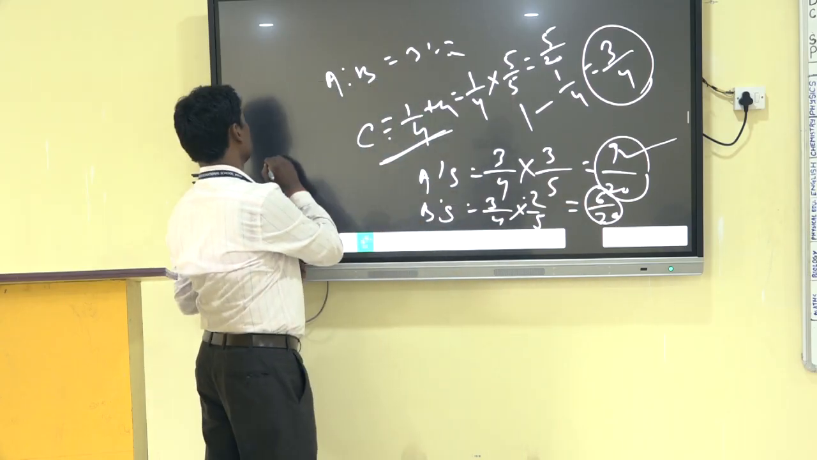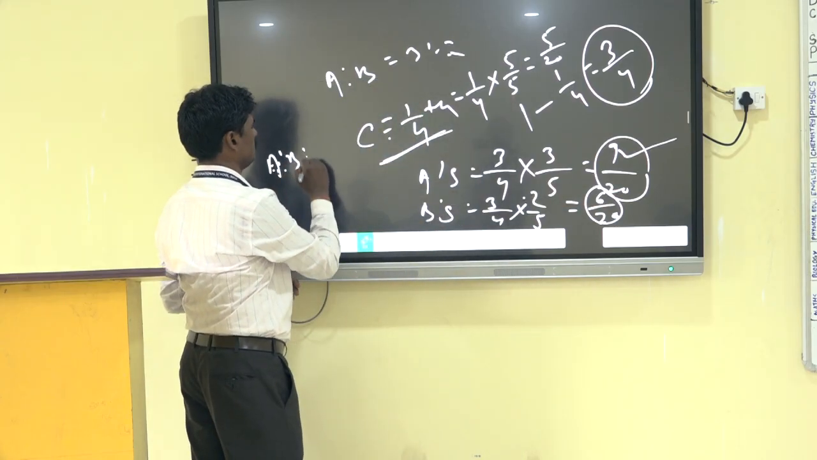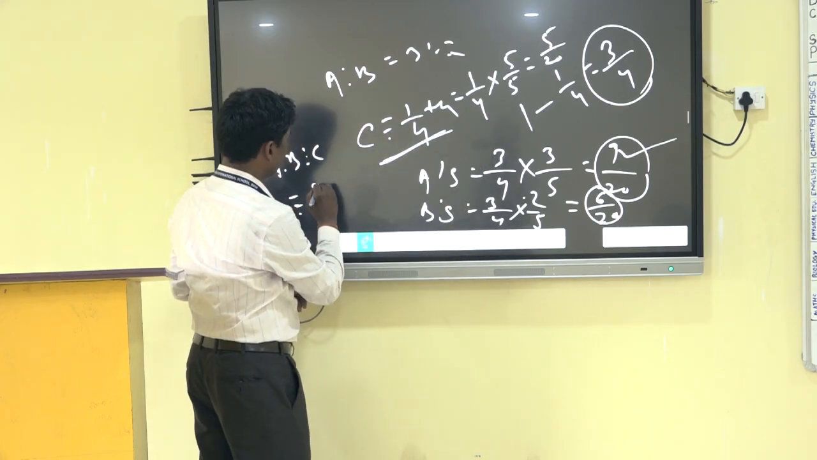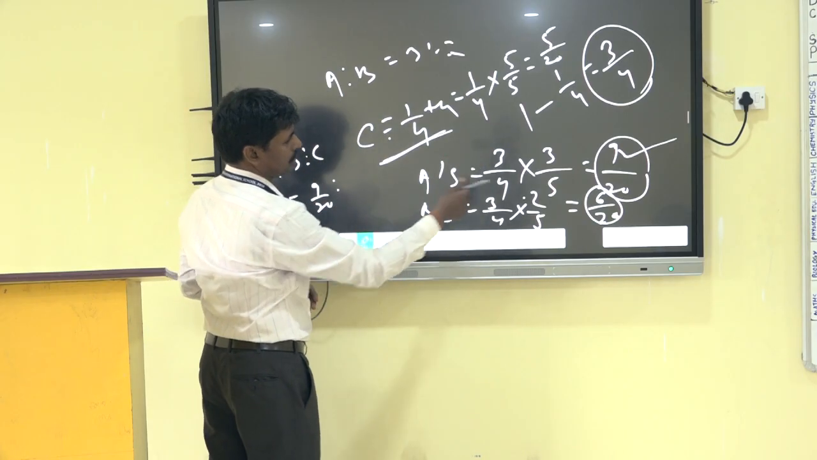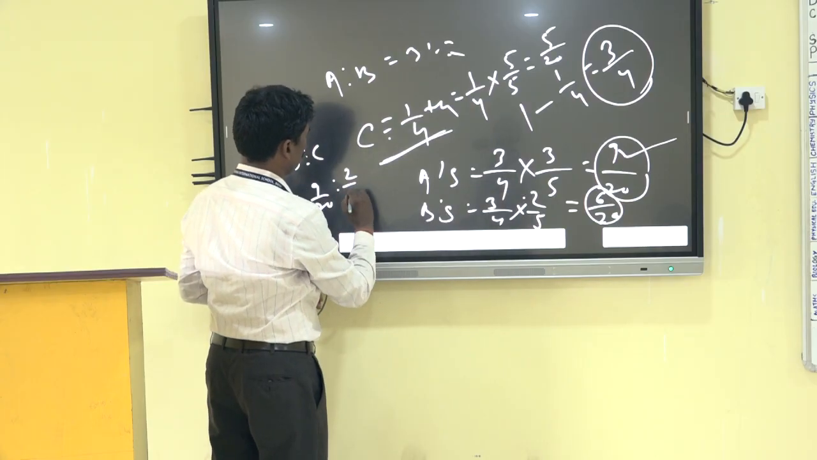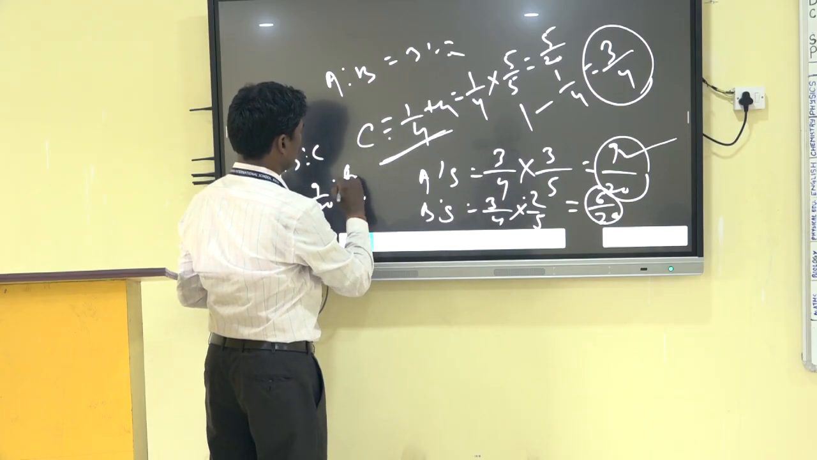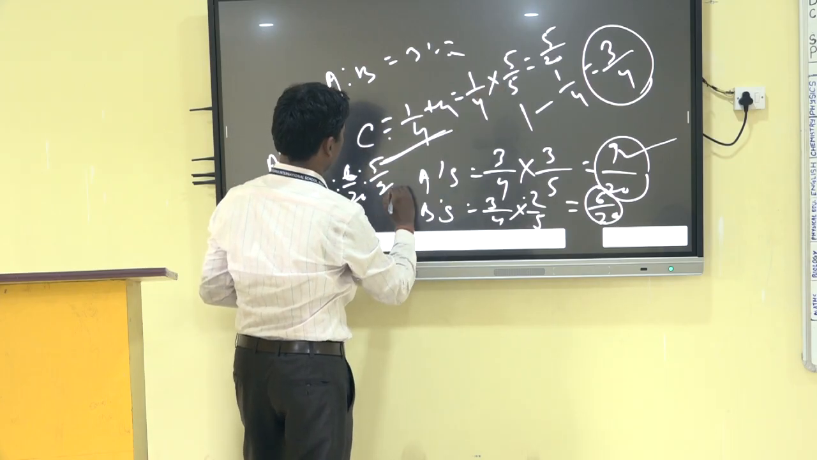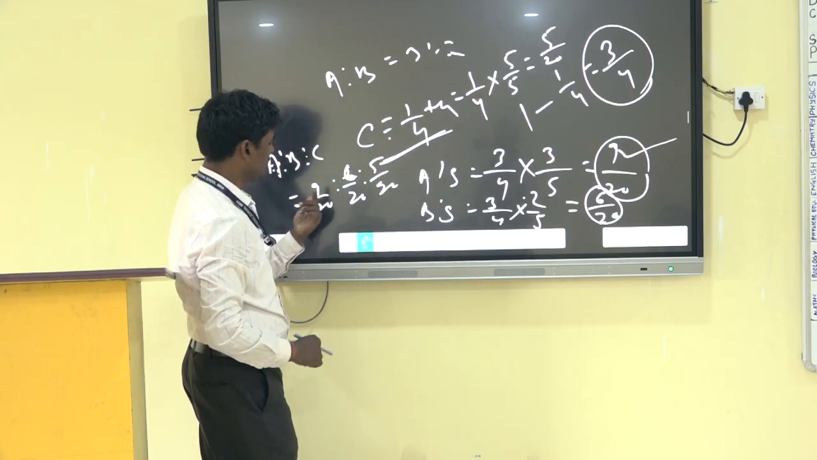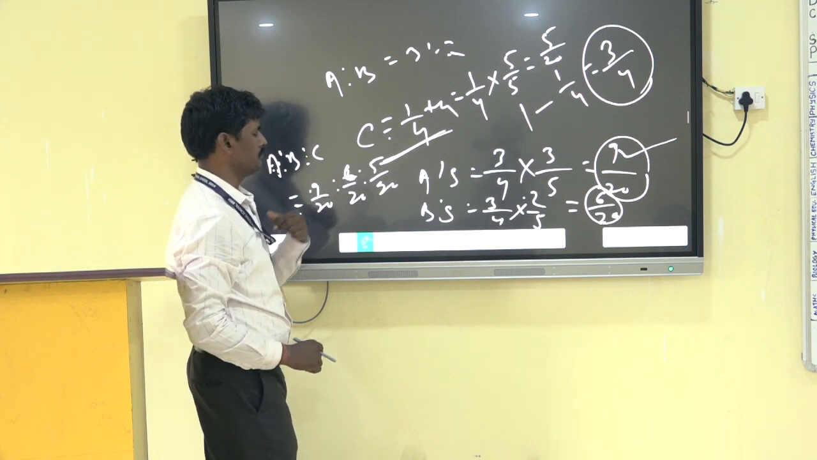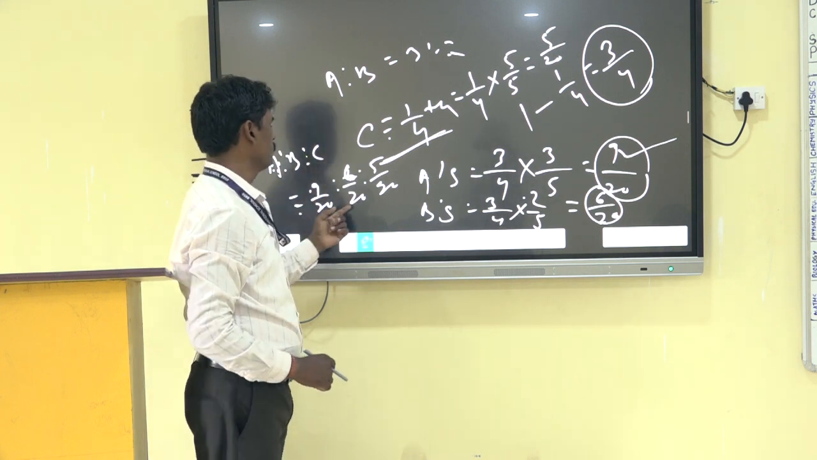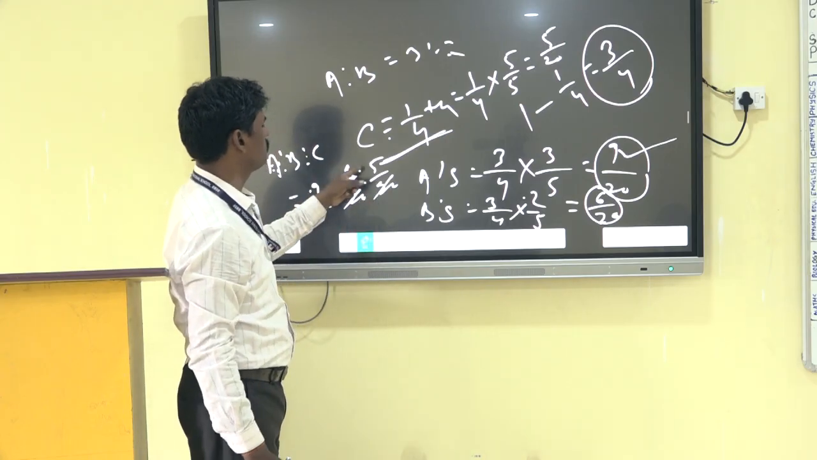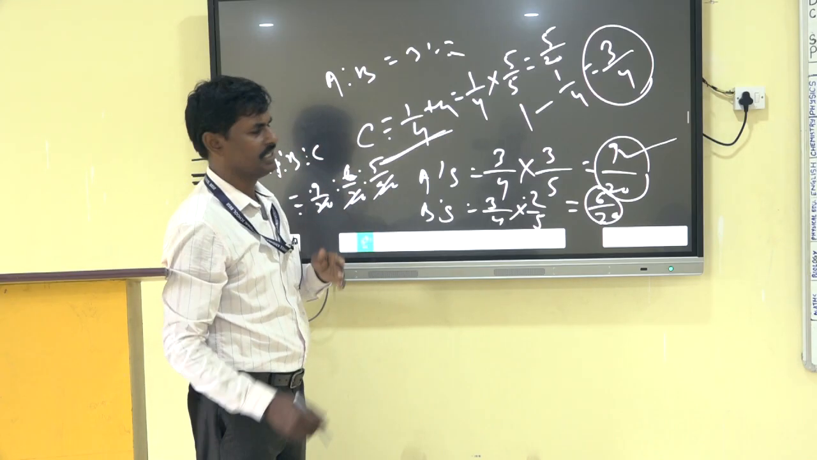Now the new ratio of A is to B is to C is how much? 9/20 is to 6/20 is to 5/20. So the new ratio you can write as 9:6:5. See, 20, 20, 20 are equal, so cancel them. The ratio is 9:6:5. This one is the new ratio.